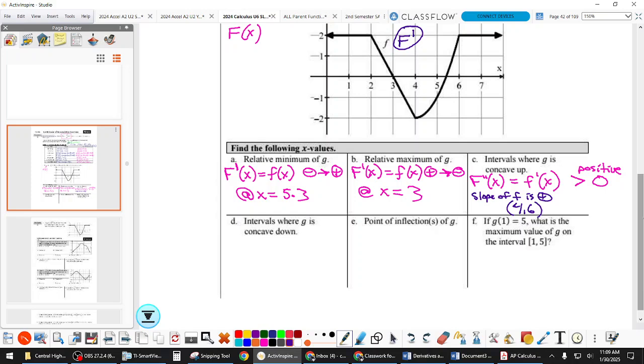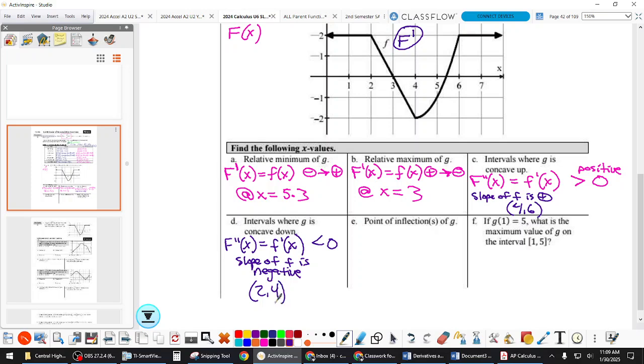All right, concave down would be what? F double prime of F is less than 0. Uh, 2 to 4 looks like.